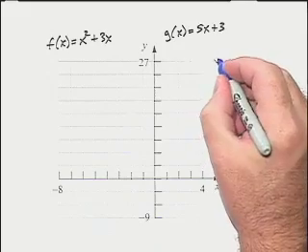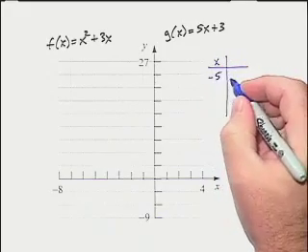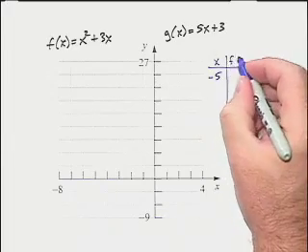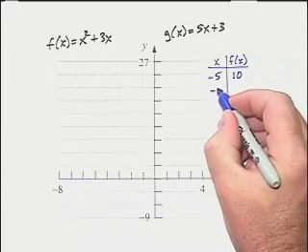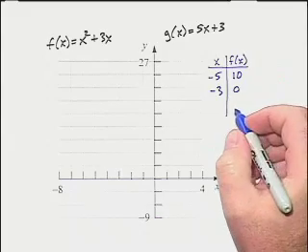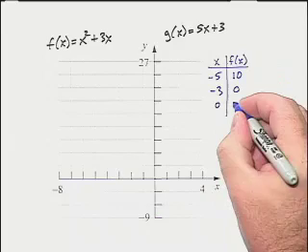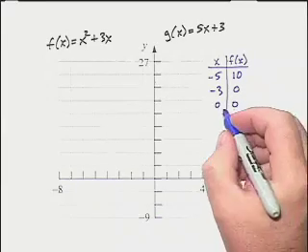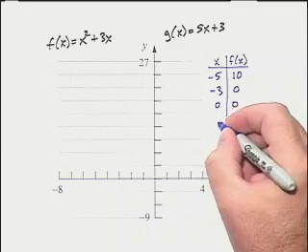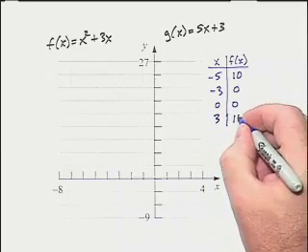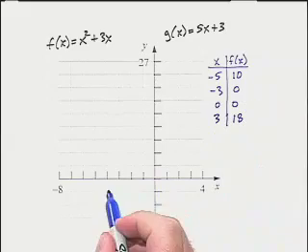For f of x, we might pick values, say negative 5. If we put in negative 5, f of x is equal to 10. If we put in negative 3, f of x is equal to 0. If we put in 0, f of x is equal to 0. And if we put in, let's say, positive 3, f of x will be 18. We can go ahead and plot these points.